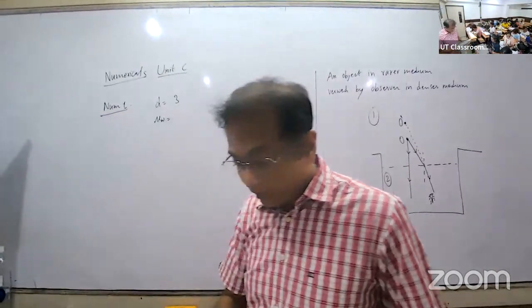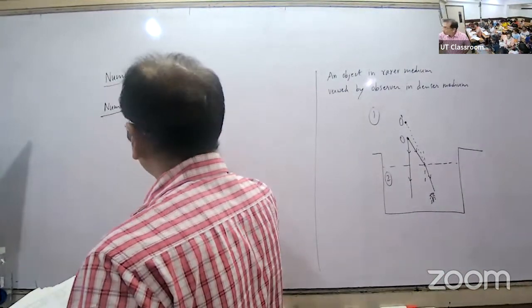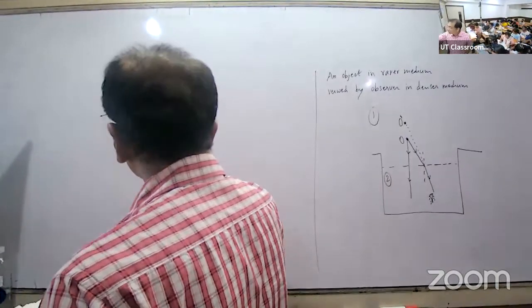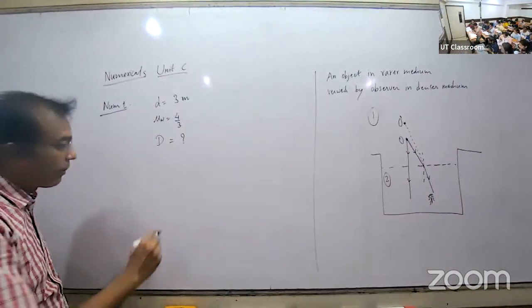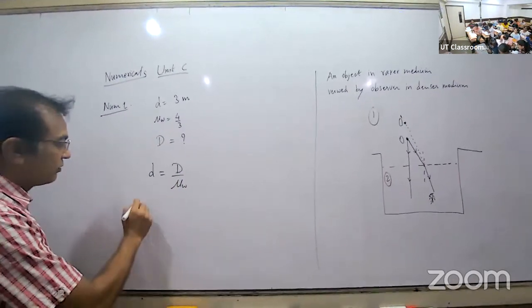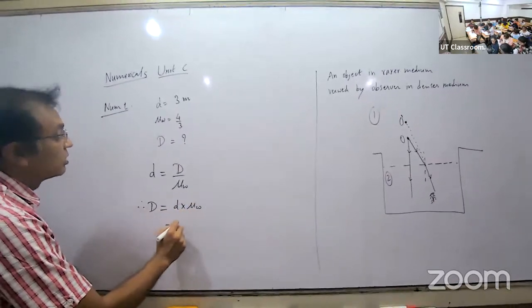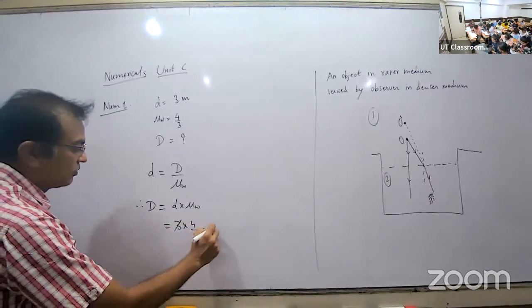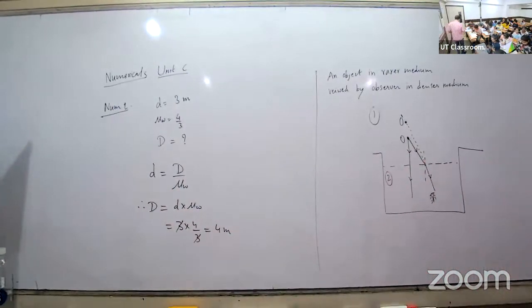Apparent depth, right? Appears to be is apparent depth. Yes. 3 meters. And what is the refractive index of water? 4 by 3. So what is the actual depth? So apparent depth is equal to actual depth divided by refractive index. So therefore, D is equal to 3 into 4 by 3. This is 4 meters. Okay? So the real depth is 4 meters.